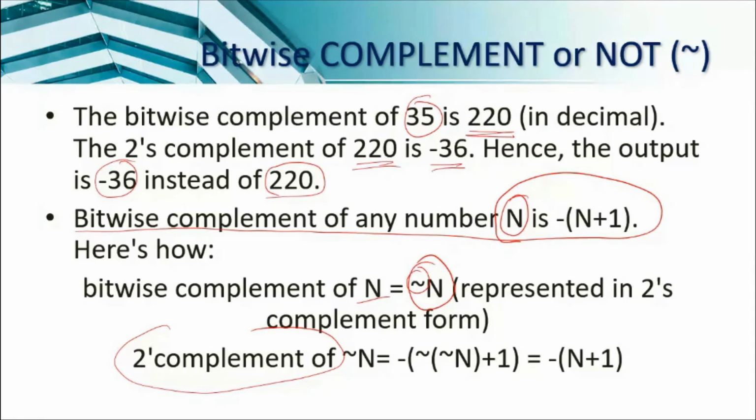So that is a bit tricky. The only thing that you have to remember is that whenever you have to find out the bitwise complement of a particular number, it is calculated like this, minus of n plus 1. Or if you want it in a bit more detail, it is the 2's complement of the complement of that number. So that is about the bitwise complement or the NOT operator.